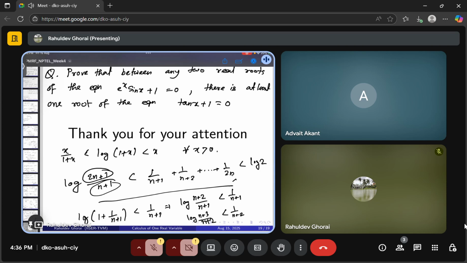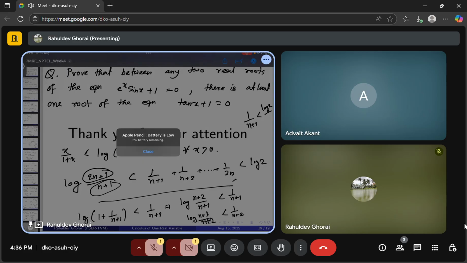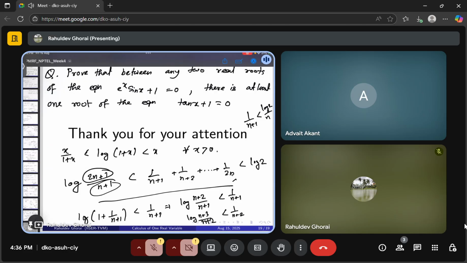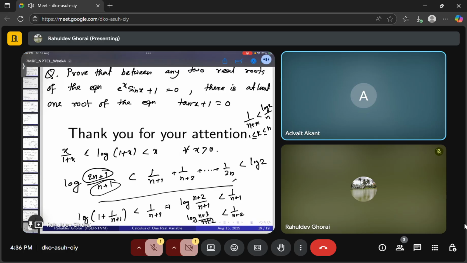So if you can show that 1 by n plus 1 is less than log 2 over n, then you are done. Because 1 by n plus k, where k goes from 1 to n, right? If you then add them up, you will get n times log 2 over n, so that will be log 2, right?